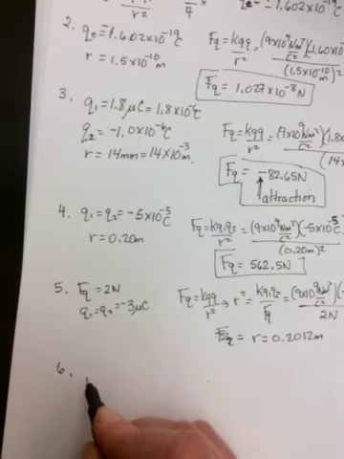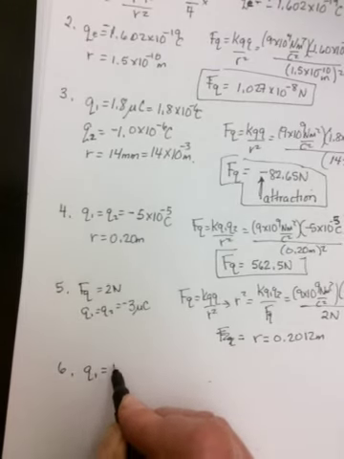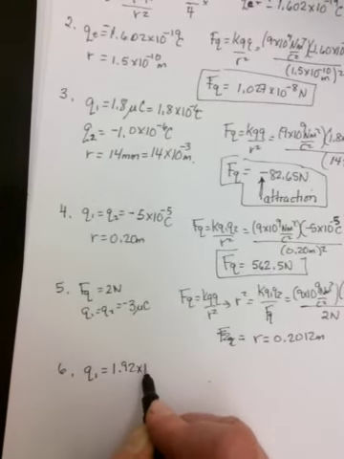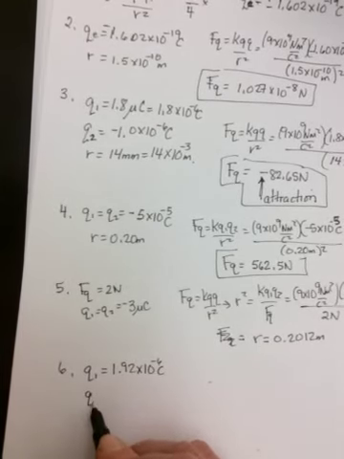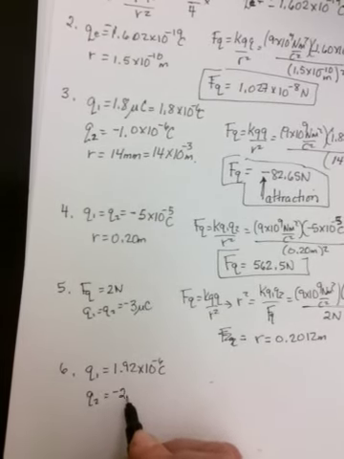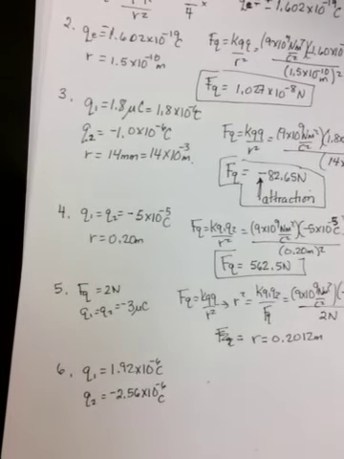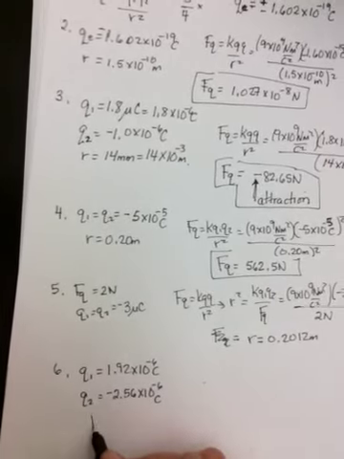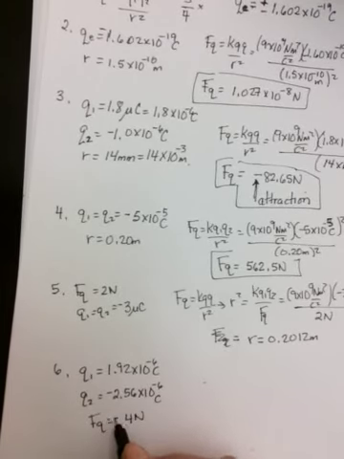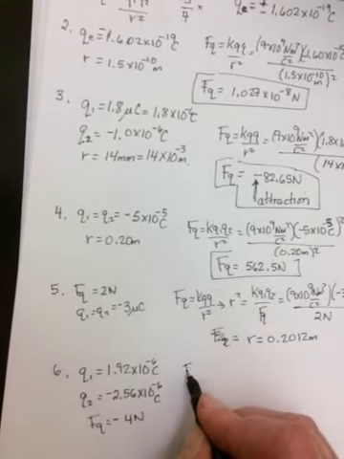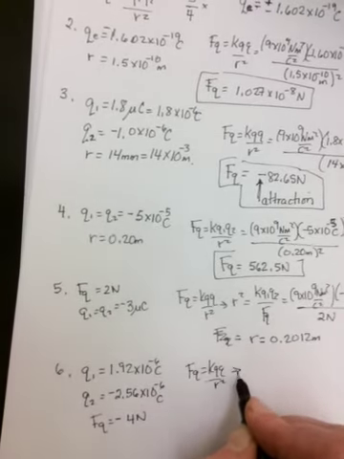And the last one, number 6, an object with a charge, so Q1, of 1.92 times 10 to the negative 6 coulombs, because it says microcoulombs. And the second one is negative 2.56 times 10 to the negative 6 coulombs. Exert an attractive force, FQ, of 4 newtons on each other. It's attractive. It has to be a negative. And you're solving for R again. I'm going to run out of time.